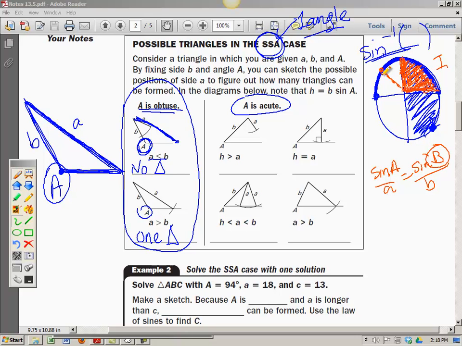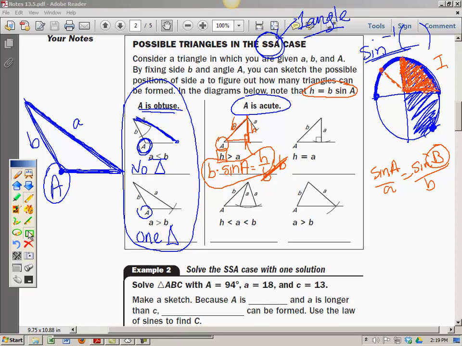So the first thing I want to talk about is this. If A is acute, this is an acute angle, we're going to talk about this length h. The length h says, if I were to drop a line straight down and make a right triangle, we would call this the height of that triangle. In this case, B would be the hypotenuse of that right triangle. And so the sine of angle A would be the opposite over the hypotenuse. If I multiply both sides of that equation by B, you will find that the height of that right triangle is B times the sine of A. So right here it says the height is equal to B times the sine of A.